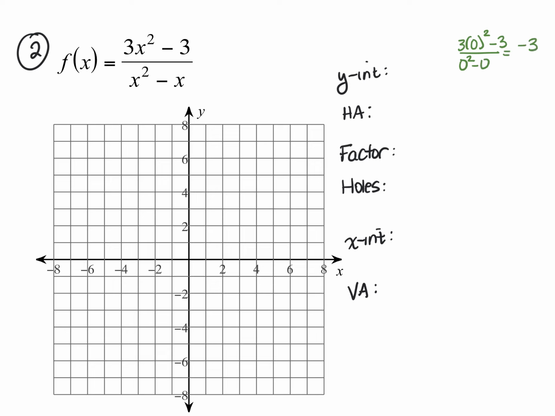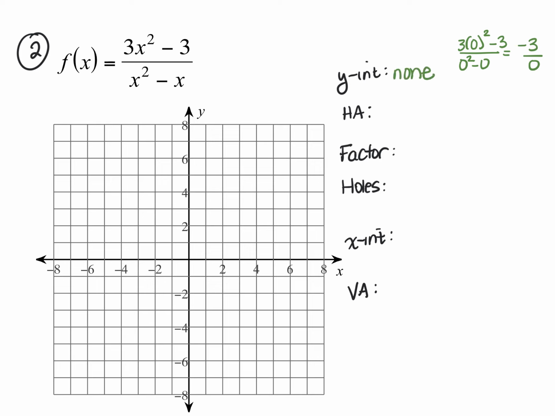Now what we end up with is negative 3 over 0. That is not 0. Remember, if we try to divide by 0, that's undefined. So if something is undefined, that means it's not going to be on our graph. So we could say there is no y-intercept for this function.